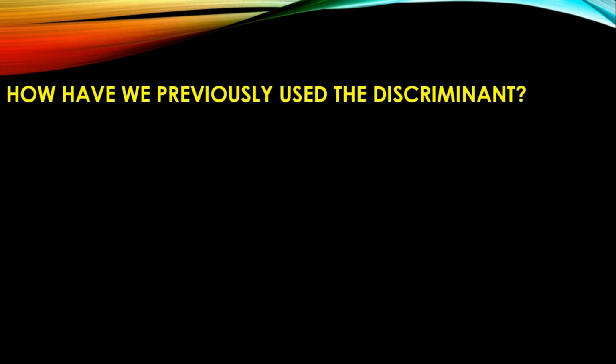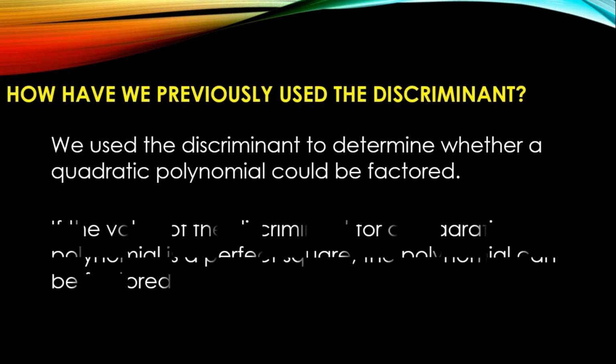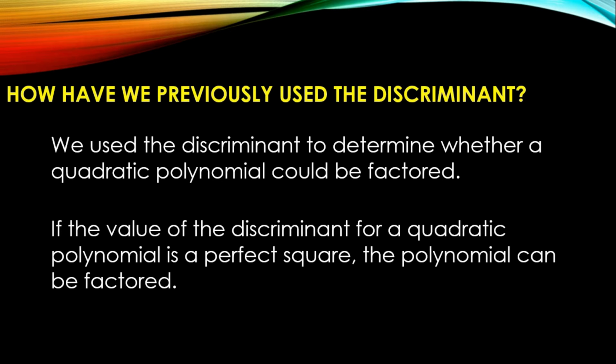How have we previously used the discriminant? We use the discriminant to determine whether a quadratic polynomial could be factored. If the value of the discriminant for a quadratic polynomial is a perfect square, meaning it has a square root that is a whole number, the polynomial can be factored.